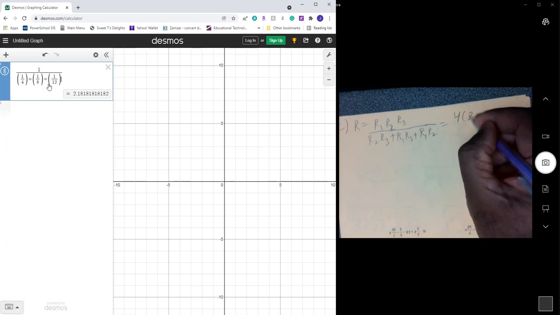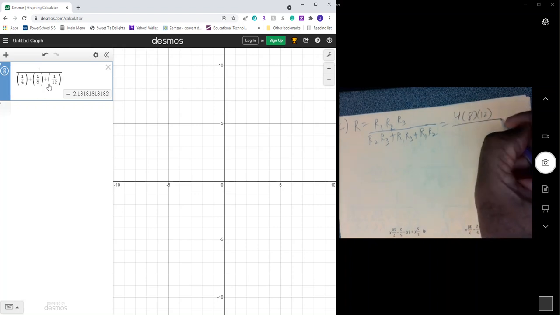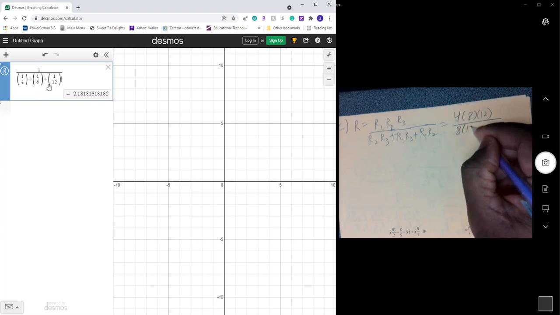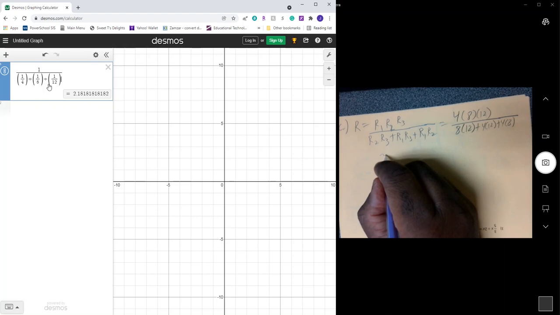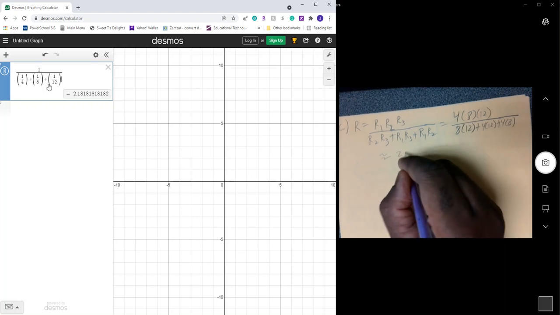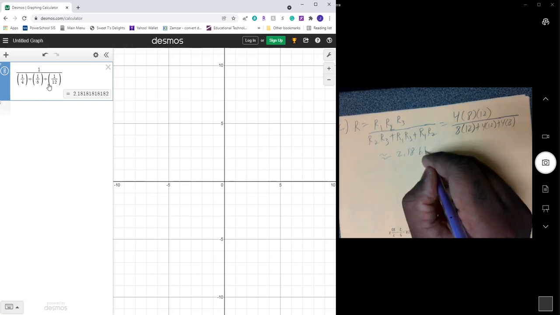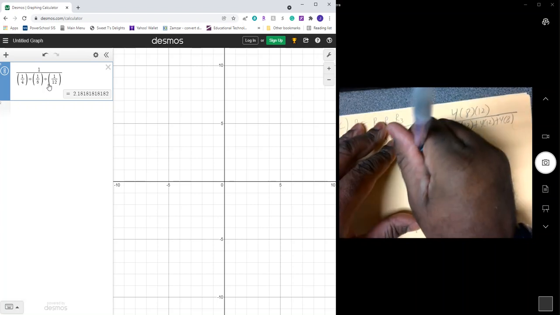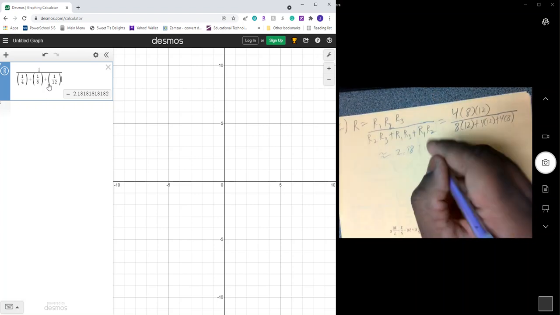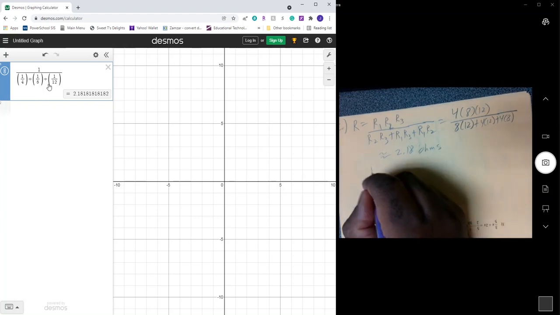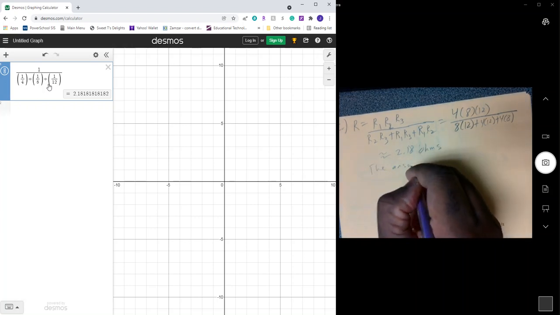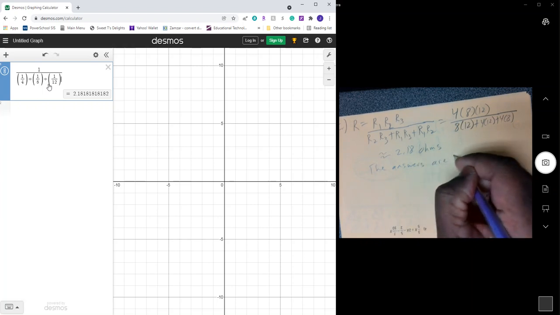We have 4 times 8 times 12, all over 8 times 12, plus 4 times 12, plus 4 times 8. Now when we put this in our calculator, we're going to get the same answer. It would be 2.18 ohms. That'll be the same answer. So we will put the answers are the same.